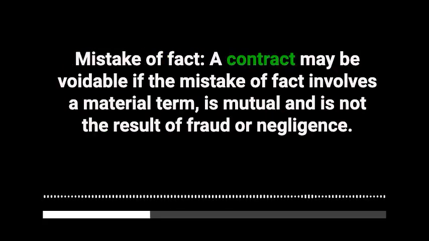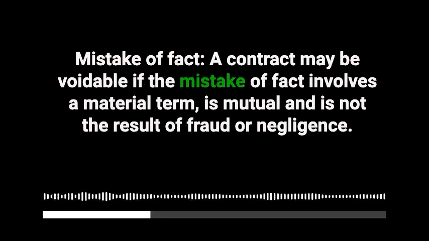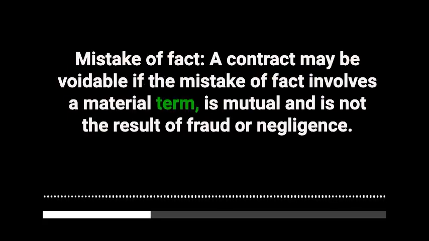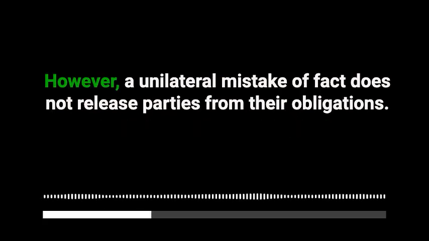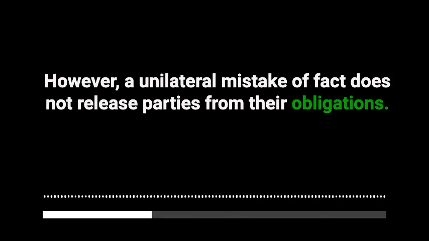Mistake of fact. A contract may be voidable if the mistake of fact involves a material term, is mutual, and is not the result of fraud or negligence. However, a unilateral mistake of fact does not release parties from their obligations.